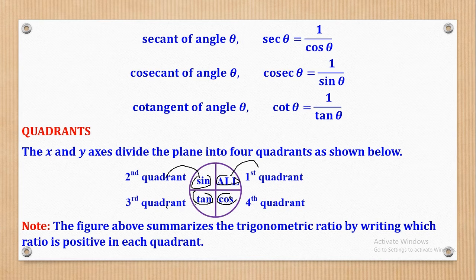So what do those words mean? The word all means that all the three ratios, sine, cos and tan, are positive in the first quadrant. Then in the second quadrant, it is only sine which is positive. That means that in the second quadrant, cos and tan are negative. In the third quadrant, it is only tan which is positive, meaning that sine and cos are negative. And lastly, in the fourth quadrant it is only cos which is positive, meaning that sine and tan are negative.